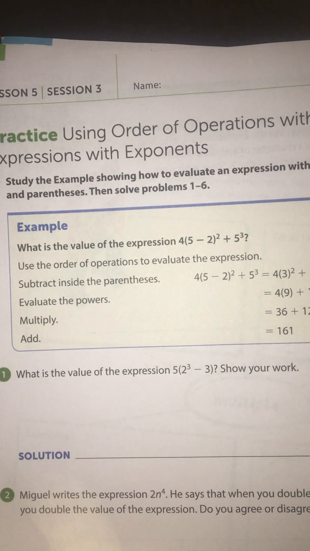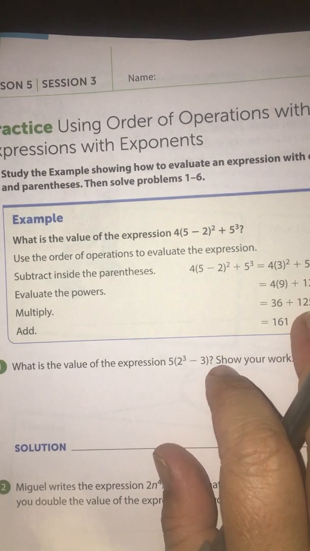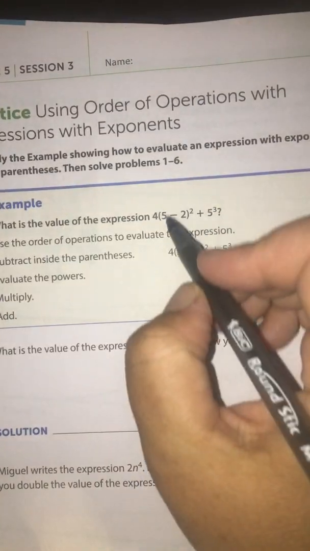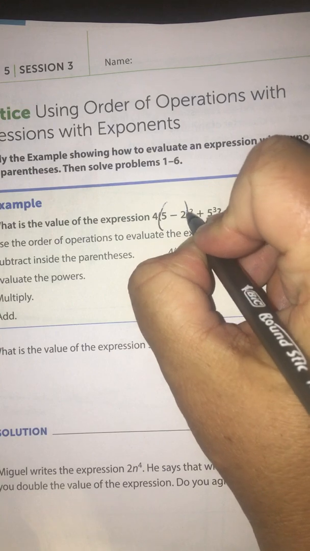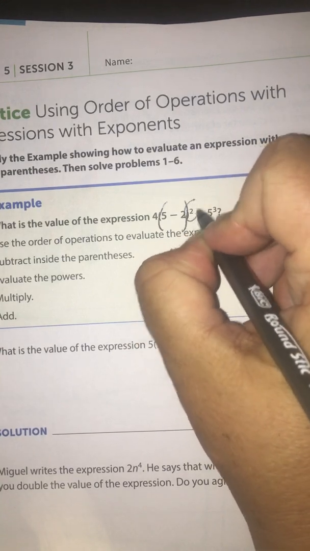Okay, this is an important lesson about making sure that you are always doing exponents first. Exponents come after any groupings. So basically this grouping would come first, and then you would immediately do the exponent.